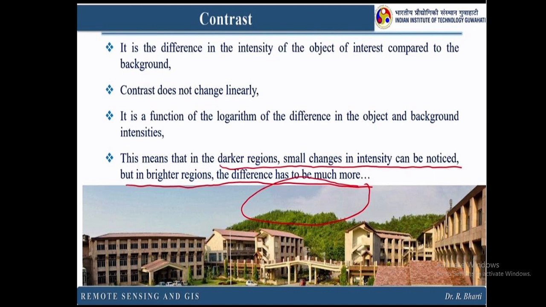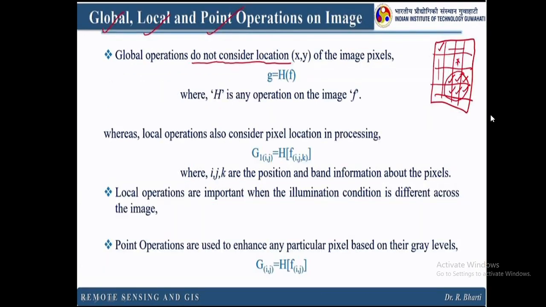But in the brighter region, when we change the contrast, there is not much difference, unlike the darker intensity change. Okay, so we have to see the global, local, and point operations on the image. The global operation does not consider location, where x and y are the image pixel. For any image pixel x, y, not considering the location, small g equals capital G, and f, h.